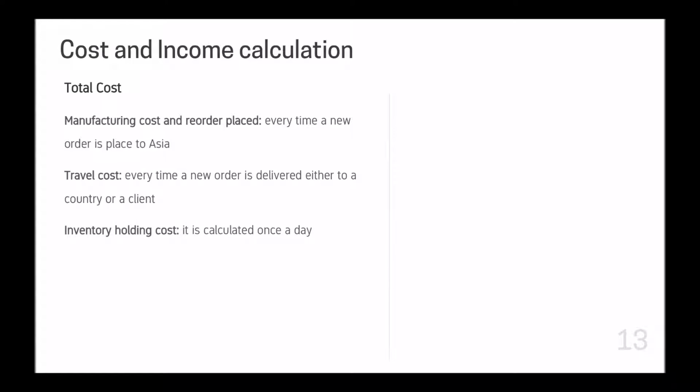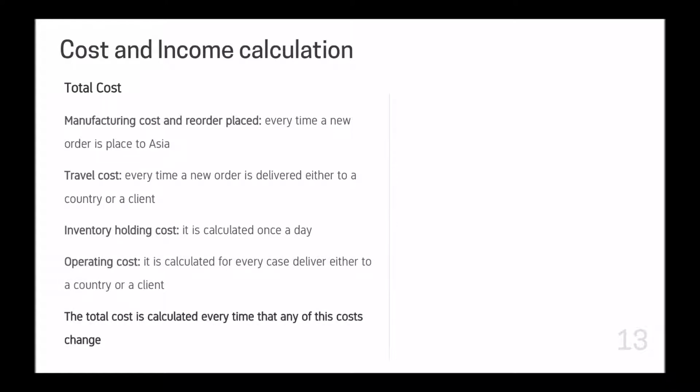Cost and income calculation. Total cost. Manufacturing cost and reorder place cost is calculated every time a new order is placed to Asia. Travel cost is calculated every time a new order is delivered either to a country or a client. Inventory holding cost is calculated once a day. Operating cost is calculated for every case delivered either to a country or a client. The total cost is calculated every time that any of these costs changes.